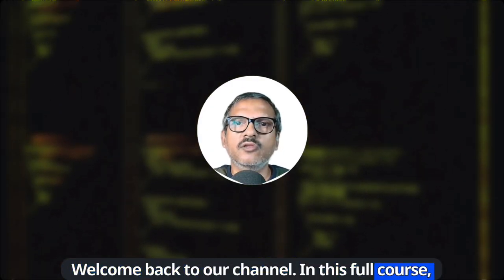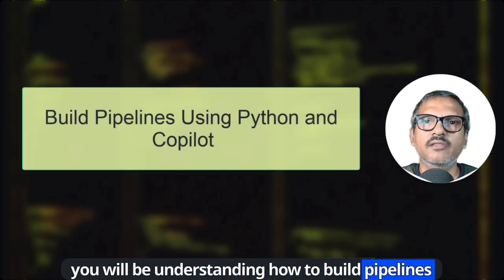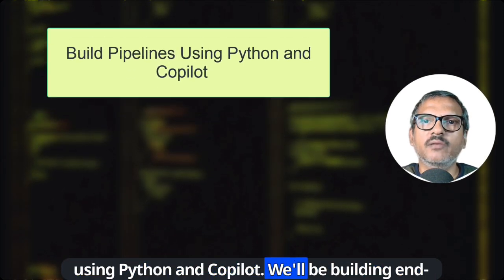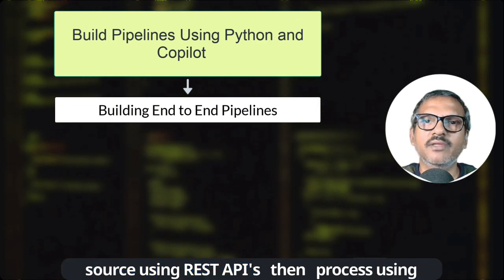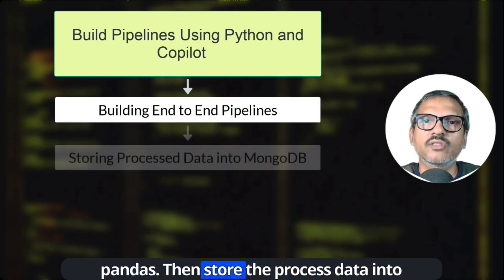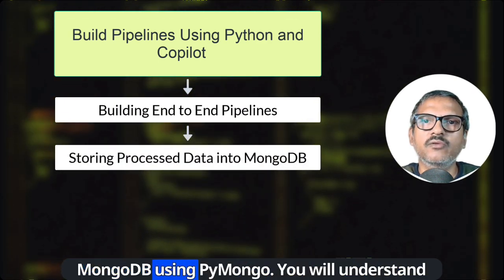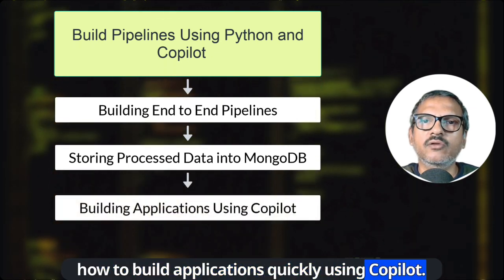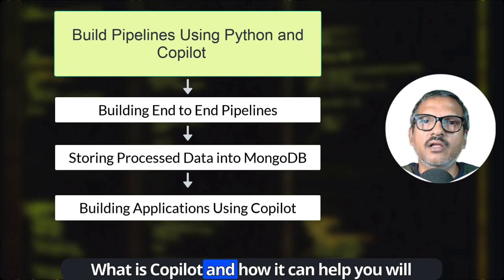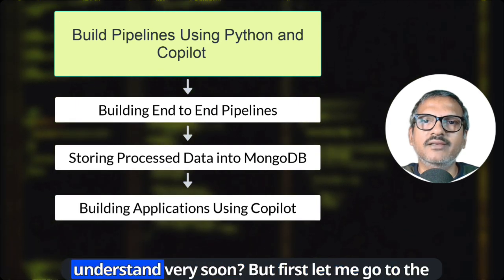In this full course, you will be understanding how to build pipelines using Python and Copilot. We'll be building end-to-end pipelines where we'll get the data from source using REST APIs, then process using Pandas, then store the processed data into MongoDB using PyMongo. You will understand how to build applications quickly using Copilot. What is Copilot and how it can help, you will understand very soon.